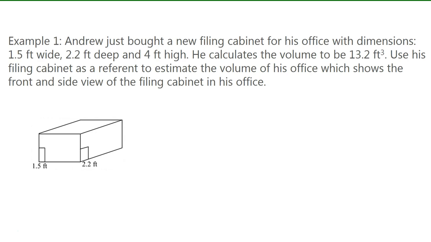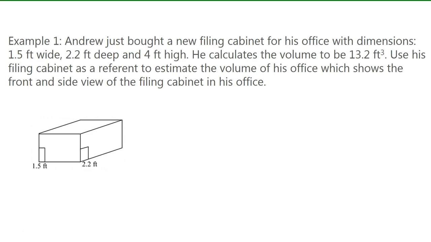So now example 1. Andrew just bought a new filing cabinet for his office with dimensions 1.5 feet wide, 2.2 feet deep, and 4 feet high. He calculates the volume to be 13.2 cubic feet. Use this filing cabinet as a referent to estimate the volume of his office, which shows the front and side view of the filing cabinet in his office. So we can get the relative size of his office knowing the dimensions of the cabinet.